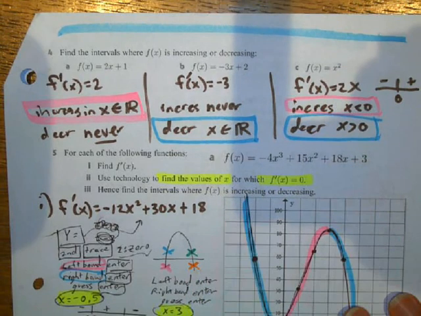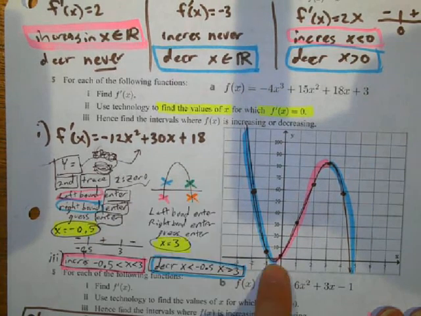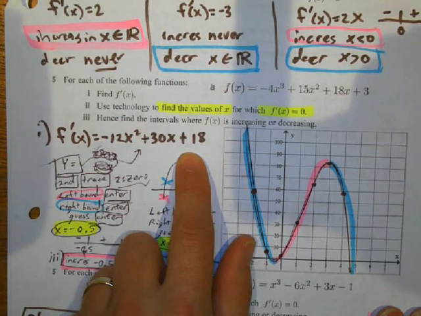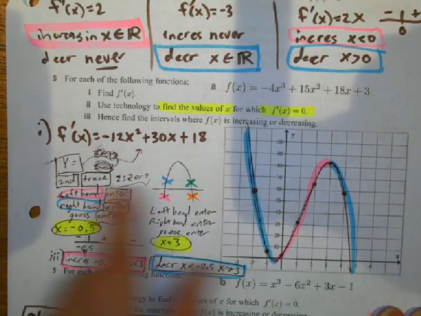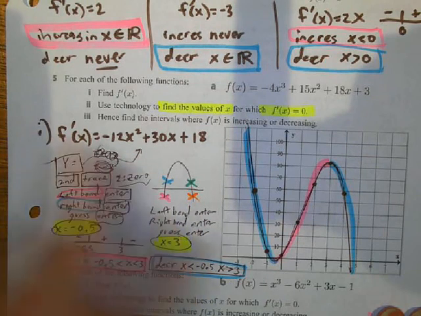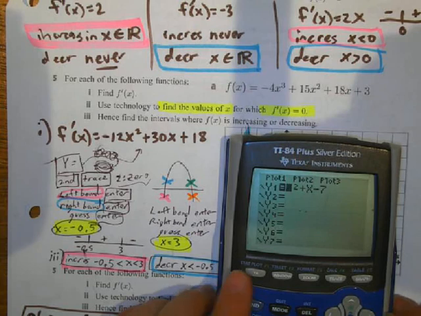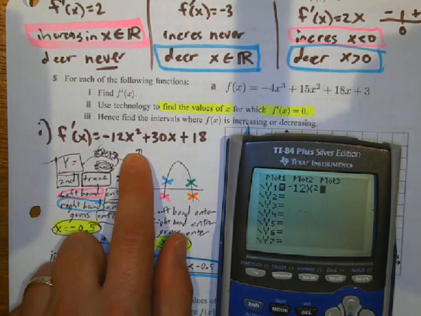Now, there's two ways to do this. Take the derivative. Okay, we took the derivative. Use technology to find the values when the derivative is equal to 0. So to make the derivative equal to 0, I type this equation in. Let's do that right now. So negative 12x squared plus 30x plus 18.